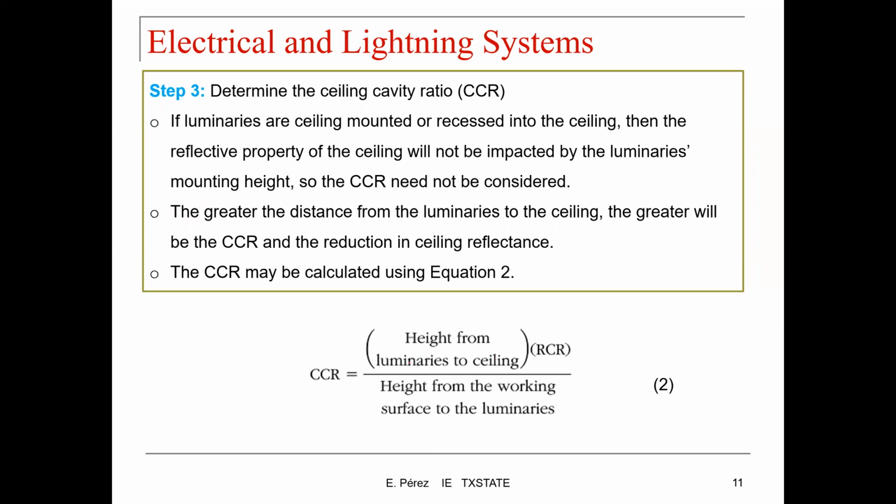So CCR takes into account the height from luminaries to ceiling, the RCR, which was computed in step number 2, and the height from the working surface to the luminaries. And again, if the luminaries are ceiling mounted or recessed into the ceiling, then there's no need for you to consider the CCR.